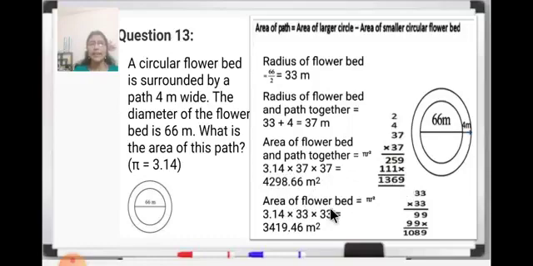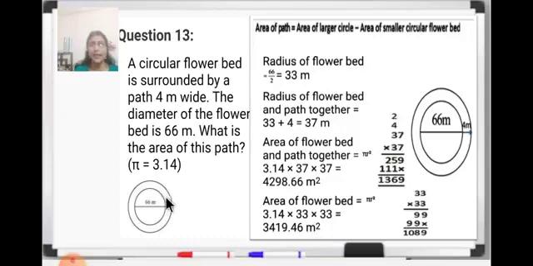Similarly, now we will find out the area of the flower bed, which is the smaller circle. And we have calculated the radius of this flower bed as 33 meter. So we will write the formula first, pi r square, and then in place of pi we will write 3.14 into 33 into 33. And then 33 into 33, you can see here children, 1089 you will get. And this you will multiply by 3.14. And when you multiply, you will get this value, 3419.46 meters square.